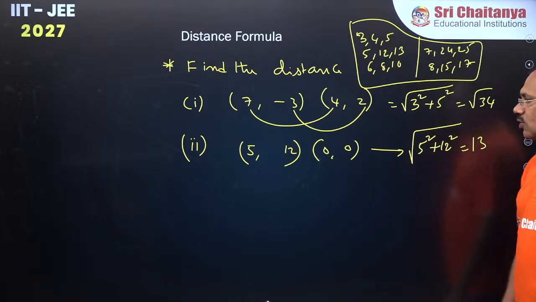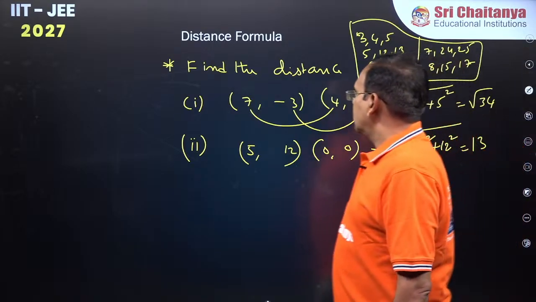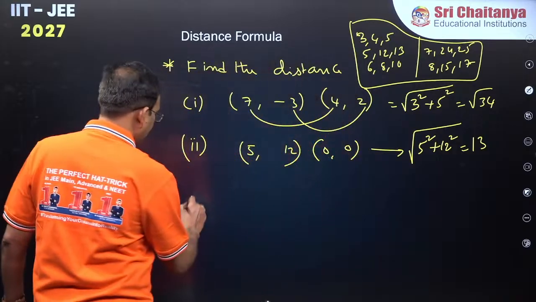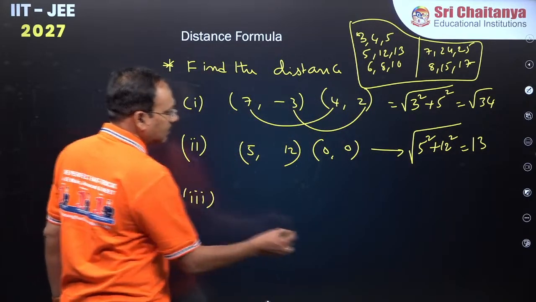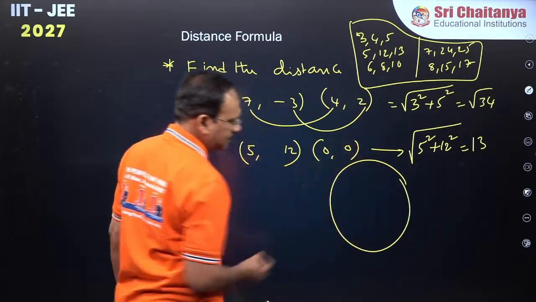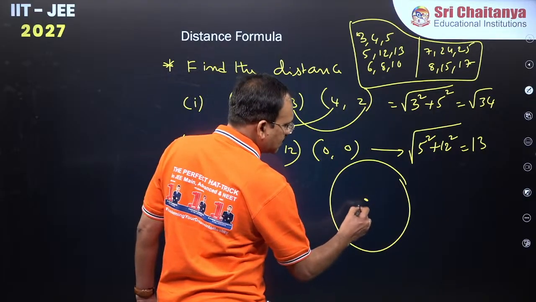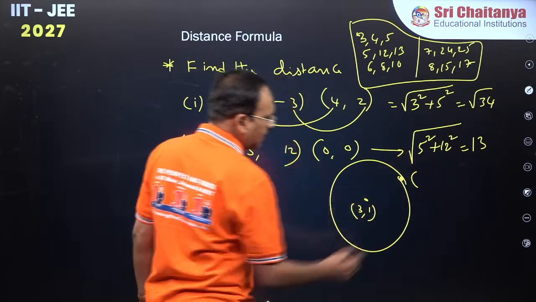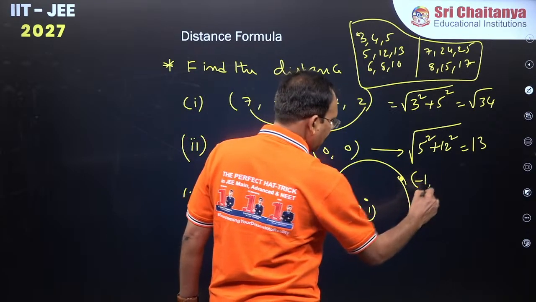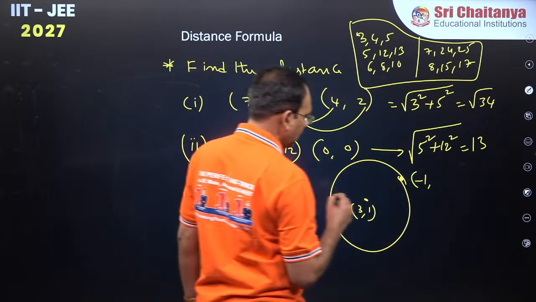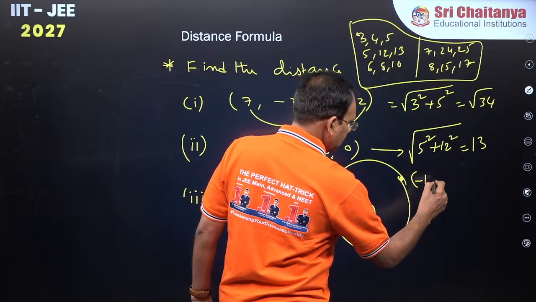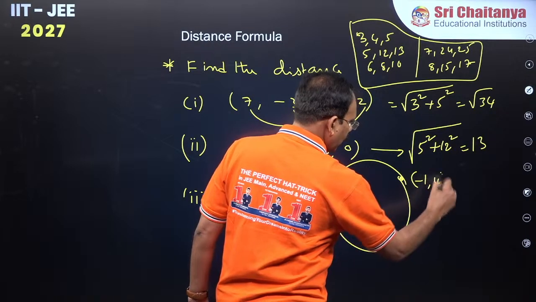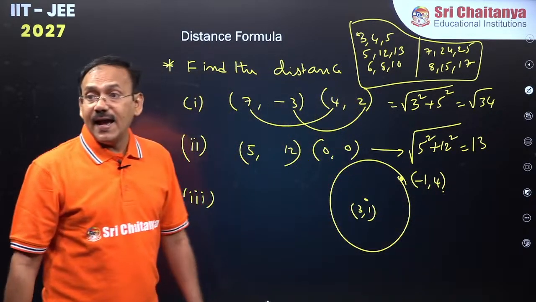Fine. Try to do this question. There is a circle, center is (3, 1), and a point on the circle is (-1, 4). Find the area of the circle.